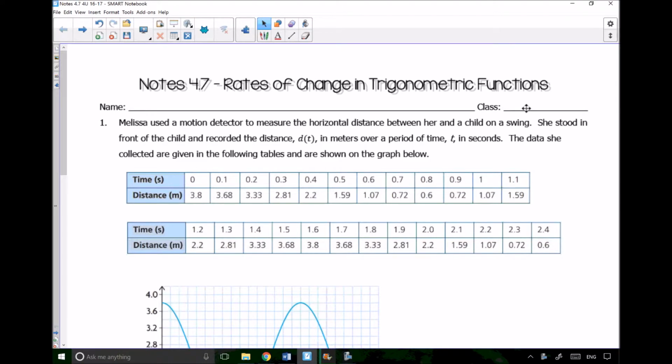Notes 4.7 are on rates of change in trigonometric functions. So let's take a look and see what we have going on in our scenario in question number 1.